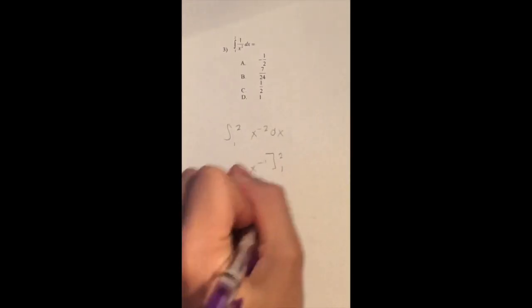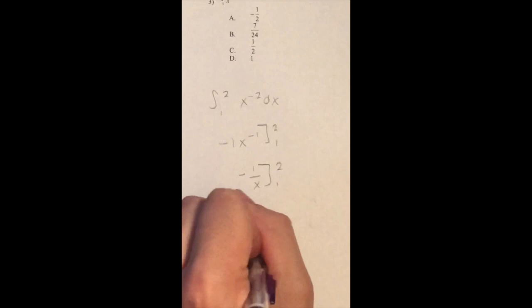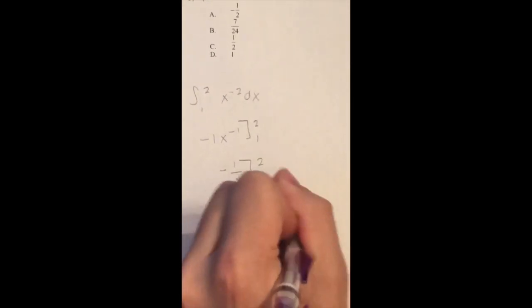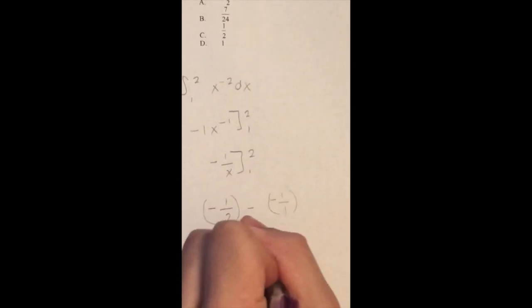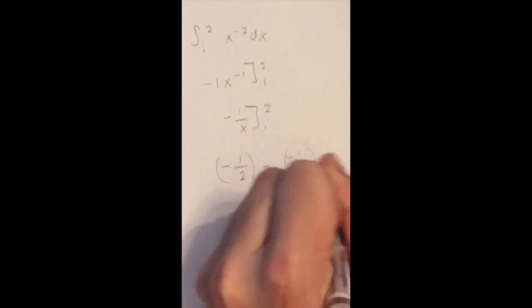We can then rewrite that as -1 over x with the bracket, and then we can simply plug in 1 and 2. So you do -1 over 2 minus -1 over 1, which really just goes to -1/2 plus 1, and you get +1/2. So the answer is C.